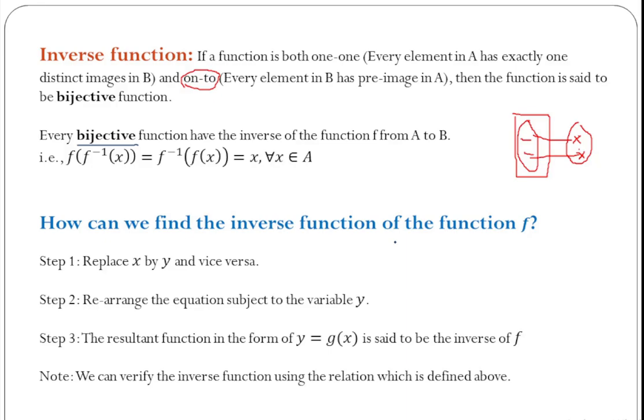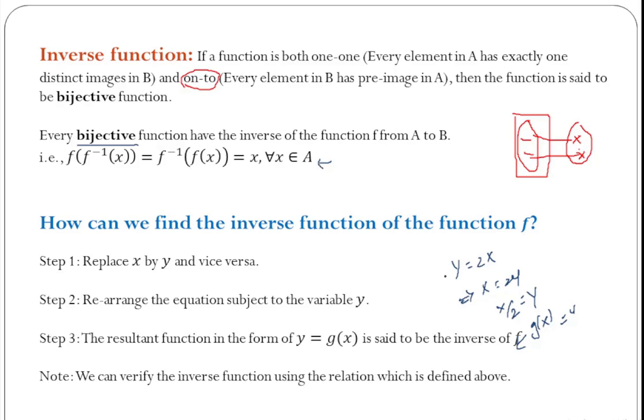Let's see. Step 1, replace x by y and vice versa. Suppose y equals 2x. Now, as per the first step, x equals 2y. Replace the variable. Step 2 means rearrange the equation to make y the subject. We have to get y equals x by 2. So we can keep this as g of x. This g of x is the inverse function of f of x. Suppose we need to verify, we just verify this equation.